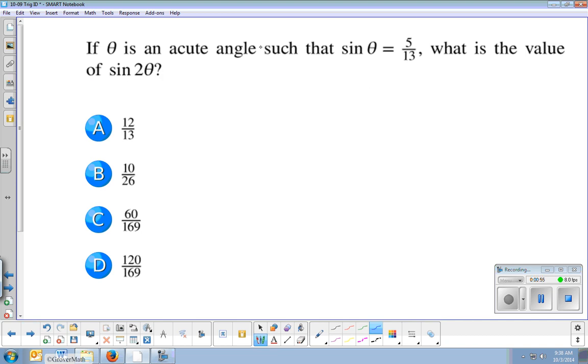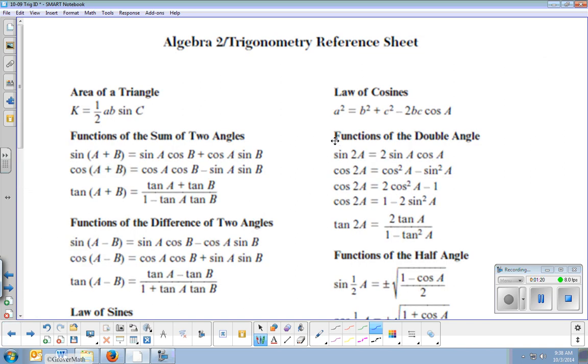If theta is an acute angle such that sine theta equals 5 over 13, what is the value of sine 2 theta, sine double theta? Now, I think what students tend to struggle with the most is knowing that it's an identity problem to begin with. When they say sine 2 theta, cos 2 theta, tangent 2 theta, you have to know that you need to go and look at this reference sheet and use this formula, because you can't do this problem without this identity formula.